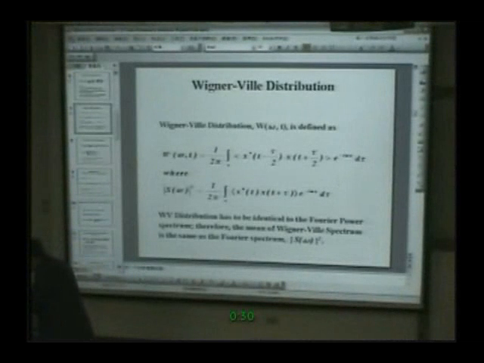Okay, so this is the time frequency analysis, and we're going to move to another topic.